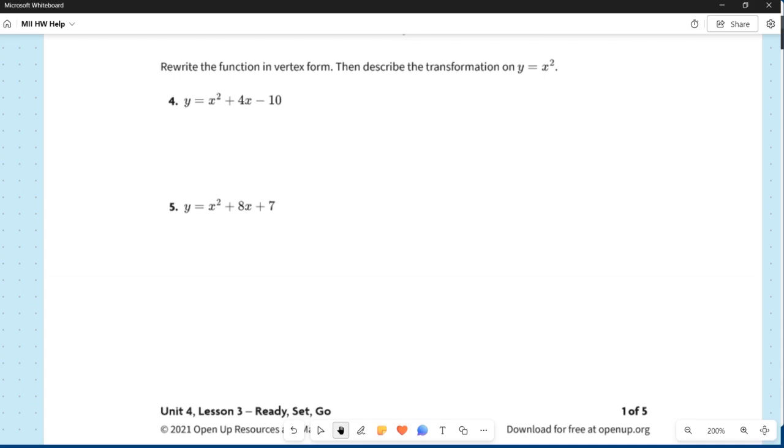Question number 4 was the next problem, and we've got a new set of directions here. Rewrite the function in vertex form, then describe the transformation on, again, the parent function for quadratics, which is y equals x squared. So we have to write this in vertex form, and we saw this in an earlier unit. One way to do this, and technically it's not the only way, but the way I'm going to solve this is by completing the square.